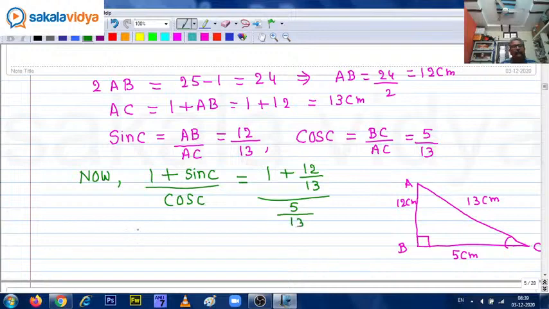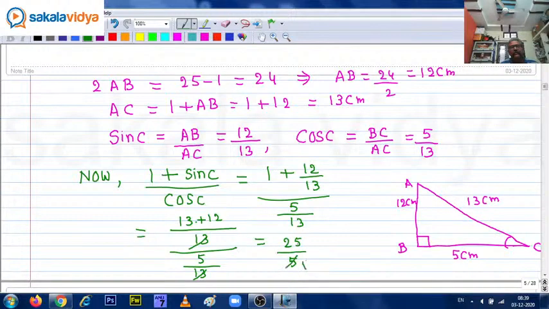So now 13 is the LCM in the numerator. 13 plus 12 upon 5 upon 13. So 13 13 gets cancelled. 13 plus 12 is 25. 25 upon 5, which is 5. So the answer is 5. This is the answer.